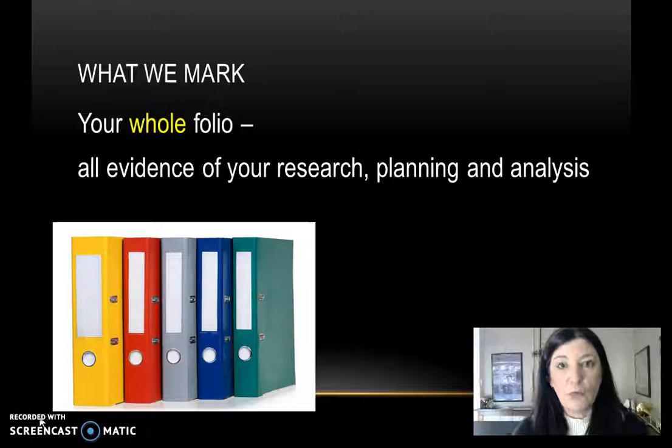So what we mark as teachers is your whole folio. That is, we expect you to submit your folder, and that should have all evidence, all notes, a copy of your whole sources table, your primary sources table if you had one, recordings from interviews, etc. Everything should be within that folder, and that's what we're actually marking.